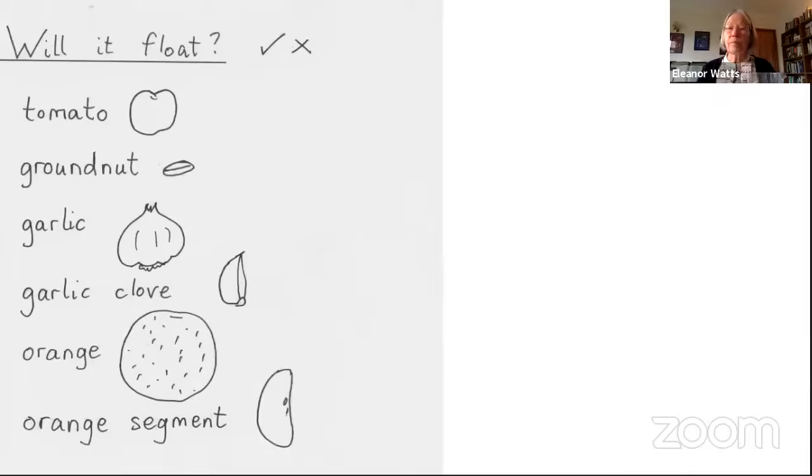Anjana, you think it'll sink? Yes. It will sink. And Priya? It will float. Oh, Priya likes being different, doesn't she? And actually, being different is a very important thing.